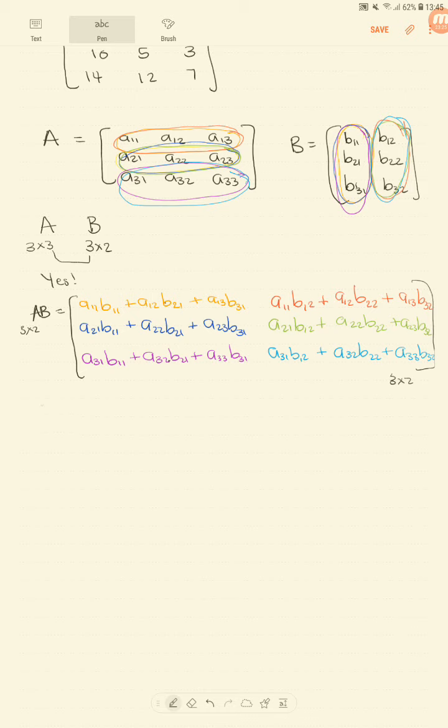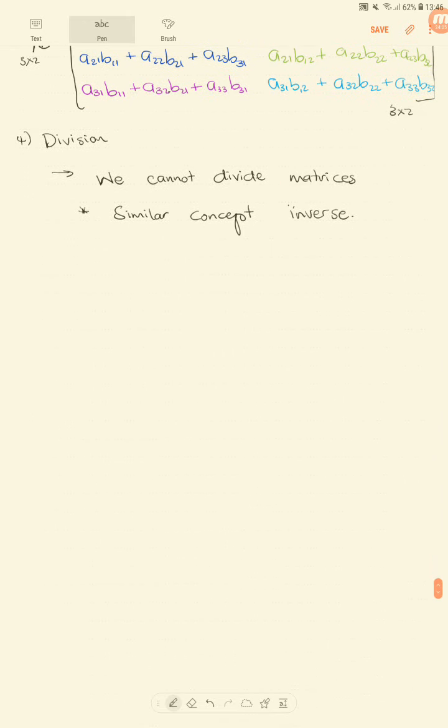The question of division. And the answer is we cannot divide matrices. The simple answer to this is because of this conformability condition. What we can do, which is a similar concept to division, is find the inverse of a matrix, which we will do later in this chapter or in chapter 5.